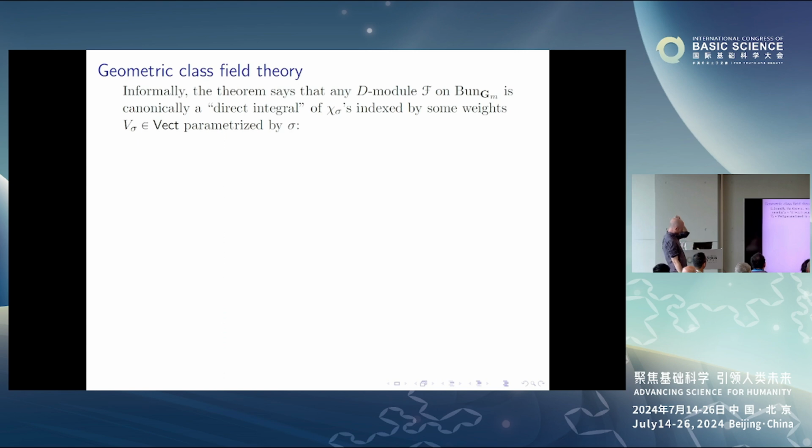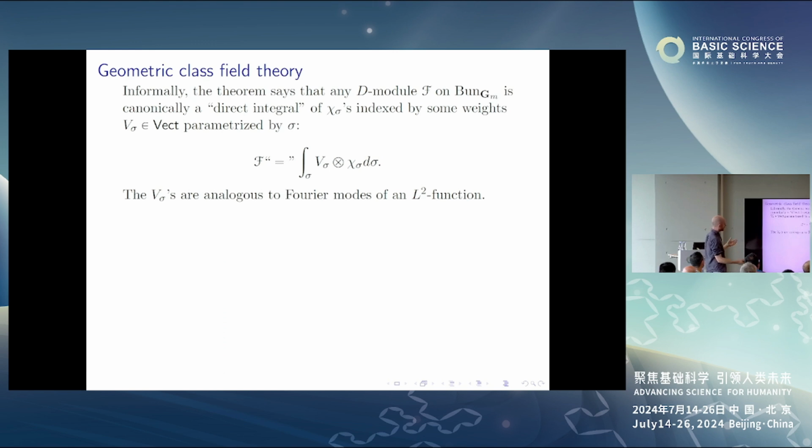Okay, so now I want to say what geometric class field theory says, the form I want to call geometric class field theory. Informally, what the theorem says is that anytime you have a D module on Bun GM, I call it F, it's canonically, informally, a direct integral of all of these chi sigmas indexed by some weights, parametrized by the local system sigma. So informally, we say that this F is an integral over all sigmas of certain vector spaces that are weighting the chi sigmas and integrate against some imaginary measure. That's not really what it says, but the idea is that this F is something like an L2 function, and these chi sigmas are kind of like the characters, and this V sigma is something like the Fourier mode of your L2 function along the character.